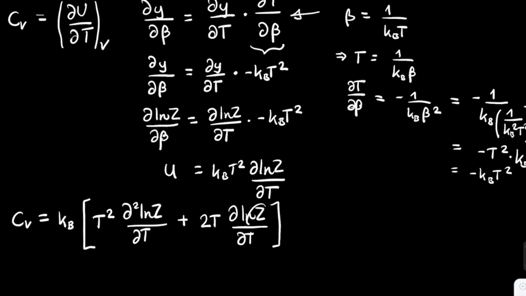So if you know what Z is, you can just do a couple of those differentials and you will be able to obtain the heat capacity. So this Z is a pretty useful function. You're able to do quite a fair bit with it. So there we go. That is the partition function in a fairly brief nutshell.